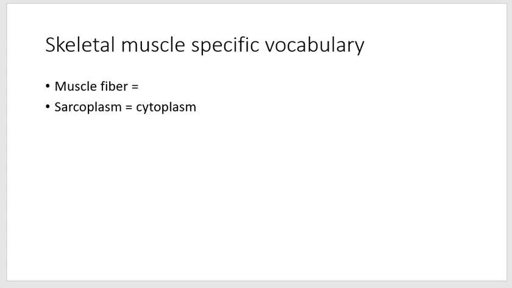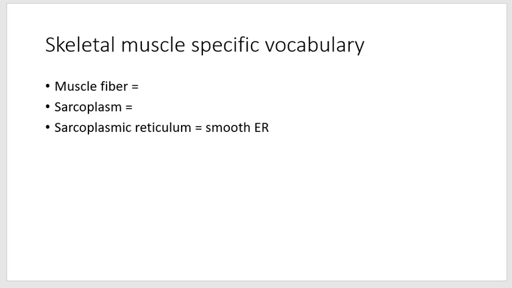You also have the sarcoplasm. The sarcoplasm is the word for cytoplasm. So the cytoplasm inside a muscle cell is called the sarcoplasm. You also have the sarcoplasmic reticulum, which is going to be a special type of smooth endoplasmic reticulum. Your sarcoplasmic reticulum is really good at releasing and reabsorbing calcium, which is important in muscle contraction.